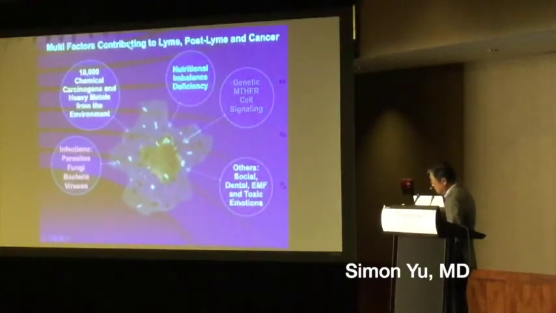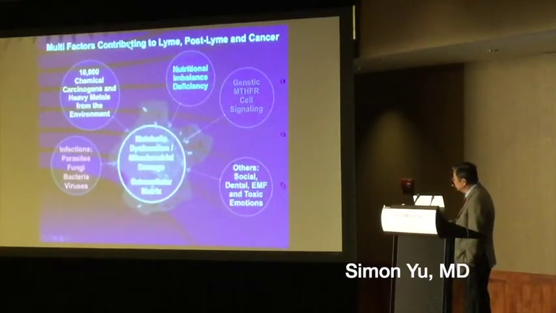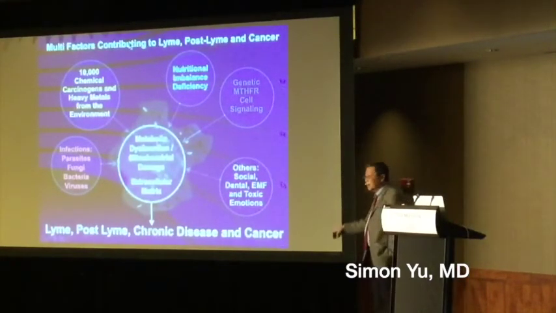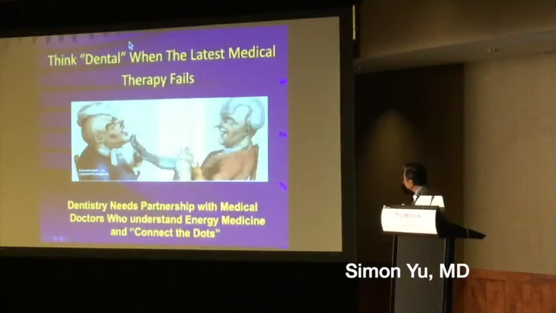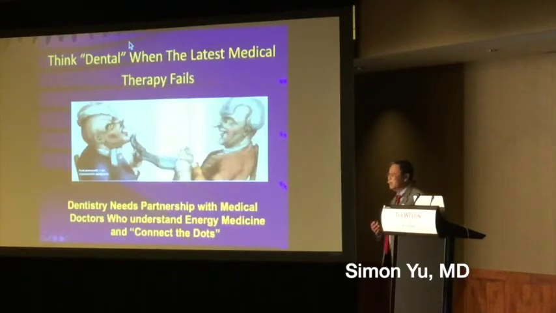And what we are seeing is metabolic dysfunction, mitochondrial damage, and I pick up the signal through the extracellular matrix, through the Acupuncture Meridian Assessment. So what we are seeing is Lyme, post-Lyme, chronic disease, and cancer through the Acupuncture Meridian system by checking the extracellular matrix. So think dental when the latest medical therapy fails. Dentistry needs partnership with the dental medical doctors who understand energy medicine and try to connect the dots. This is what we really need, a partnership, the dentists and medical doctors working together.